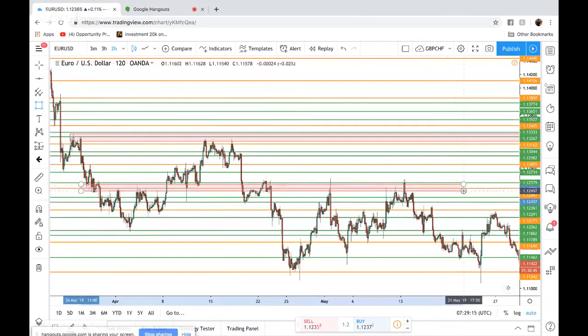Why do I like this zone? Because at one point it was serving as support. The next point, once support was broken, it became resistance. Once resistance was broken, it became support again. Once that support was broken, guess what? It became resistance.